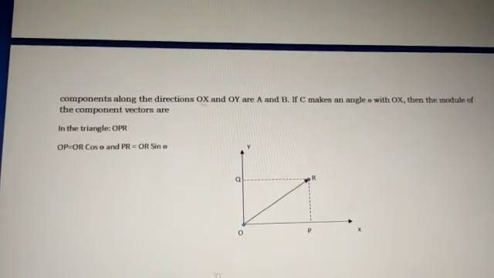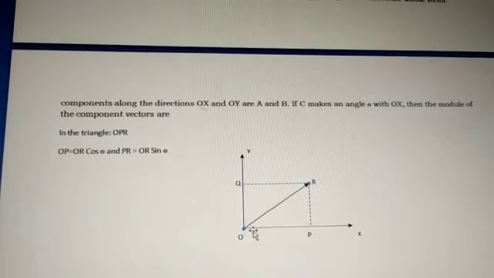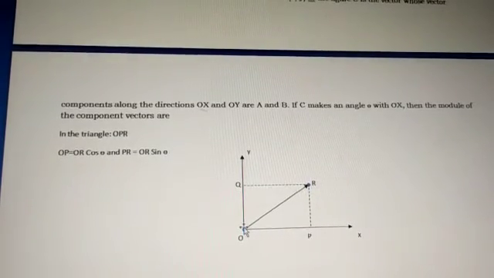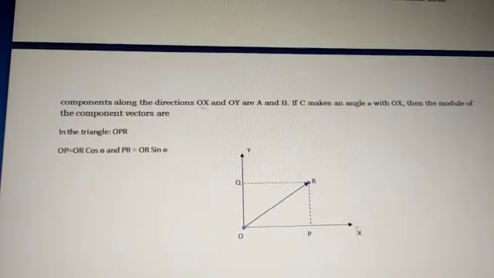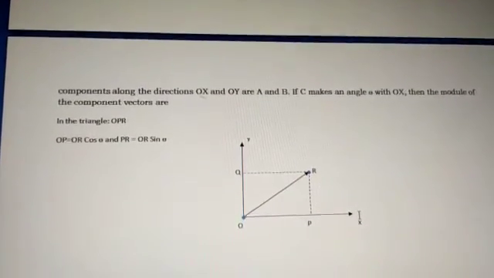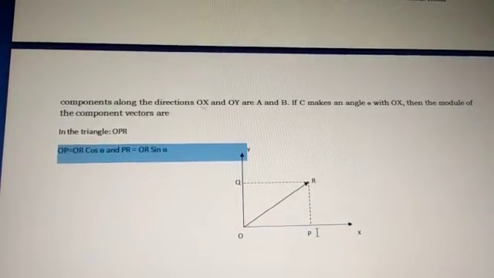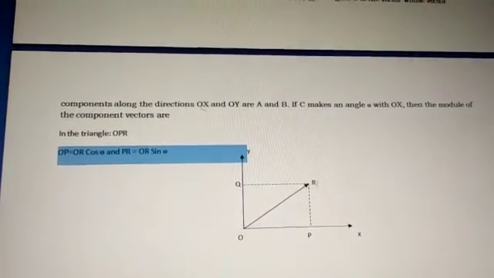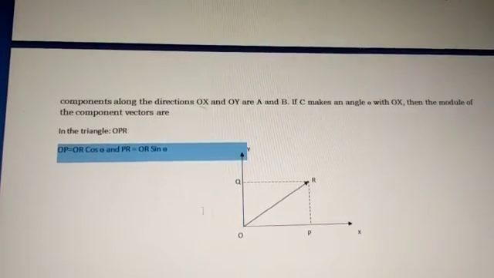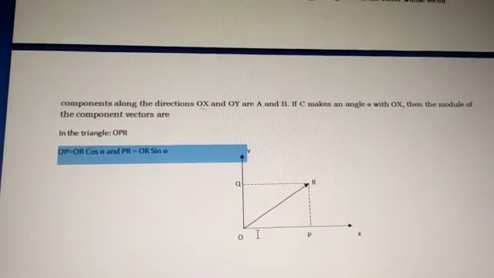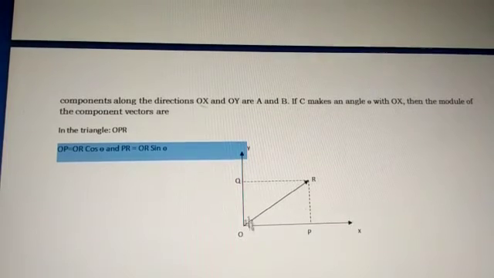So OP can be written as the horizontal component, and the other is the vertical component. The vertical component is along the y axis, and the horizontal is along the x axis. How do we represent OP here? OP is equal to OR into cos theta. This is called the horizontal component.